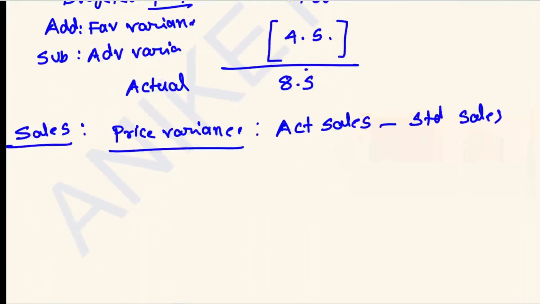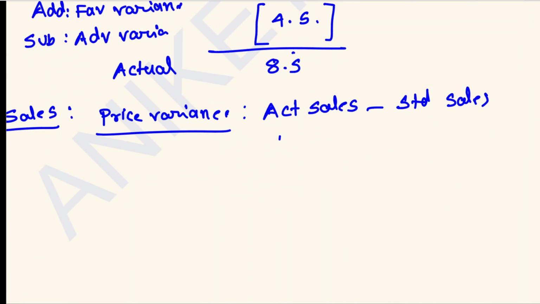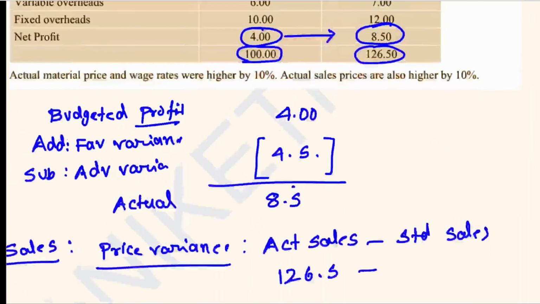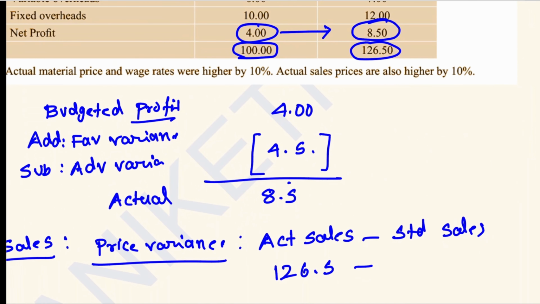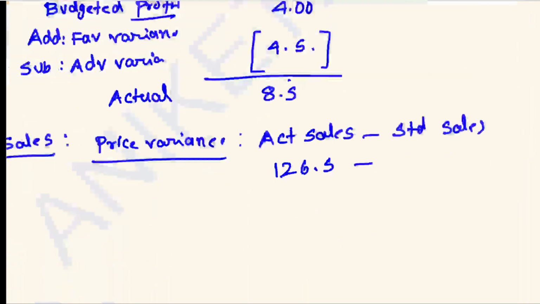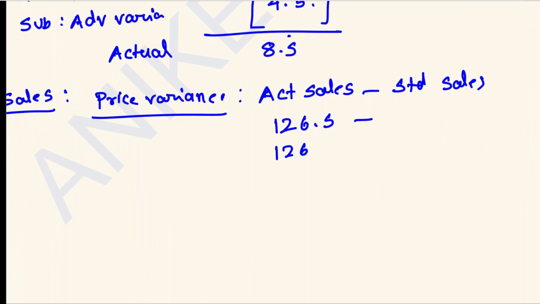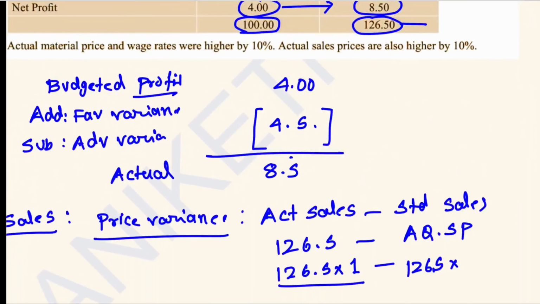So here actual sales is 126.5 and standard sales is AQSP, but I don't know what AQ or SP is. I know AQAP. AQAP is equal to 126.5, that I know. So for simplicity, what we can do, 126.5 into 1. Let's call AP equal to 1. Then standard sales is AQ into SP. So AQ is 126.5 and SP, how do I get the SP?